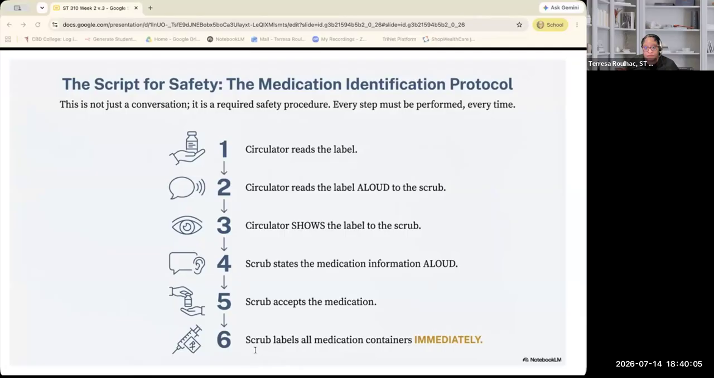So let me ask you something. Why do you think this entire process is spoken aloud instead of everyone simply reading the label silently to themselves?